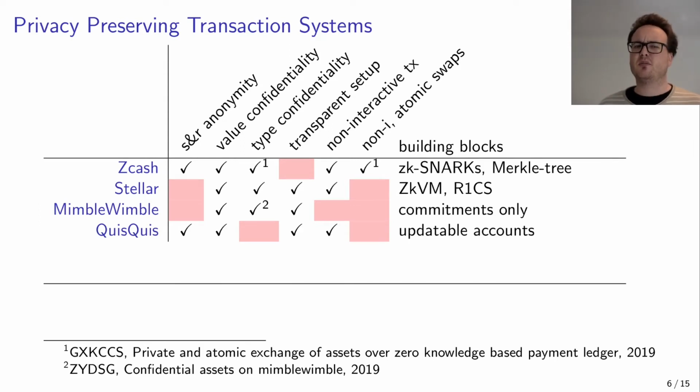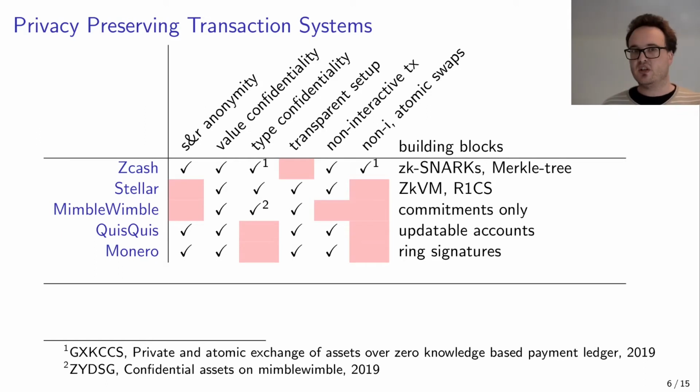Quiz is a different approach, which focuses on the fact that the state grows, as in most other transaction systems, because you cannot prune, and Quiz is able to prune. But there the issue is integrating type confidentiality. So that was not suitable as a base to achieve our goal.